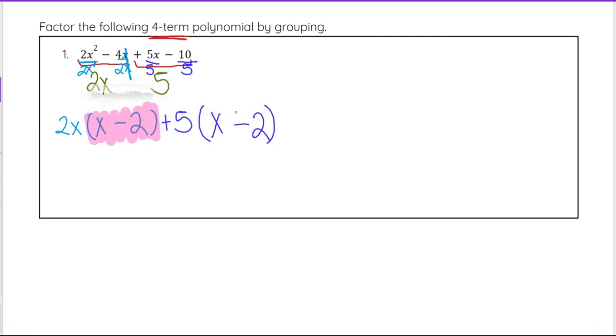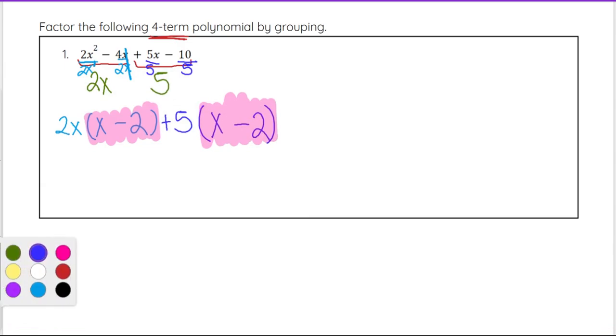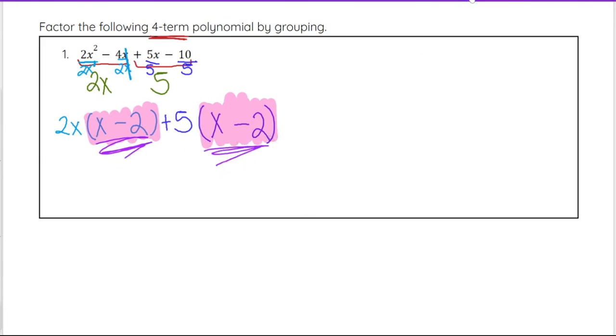Now, something to point out with grouping. These must be identical for grouping to work. So it's possible that a 4-term polynomial is not factorable by grouping, but how we know that is based on these sets of parentheses right here. Once you've divided out your GCF, are those 100% identical? Not close, not kind of close, but exactly the same. They have to be exactly the same in order for this to work.